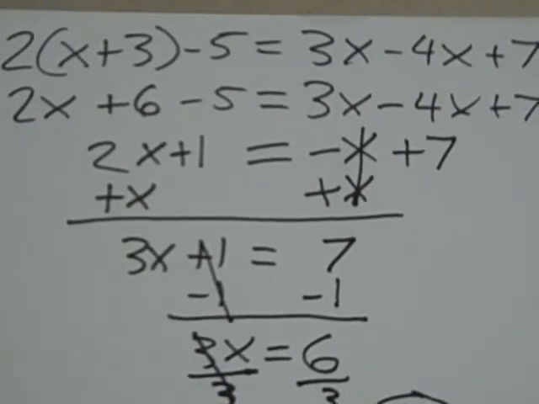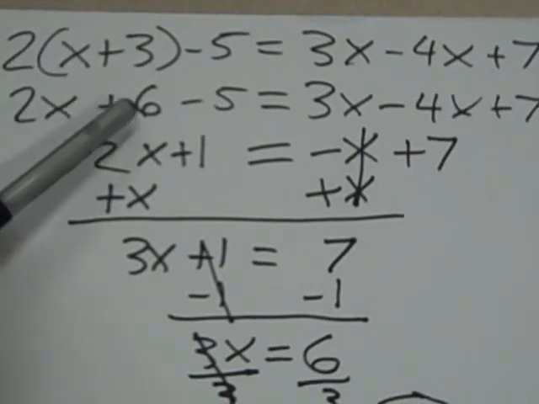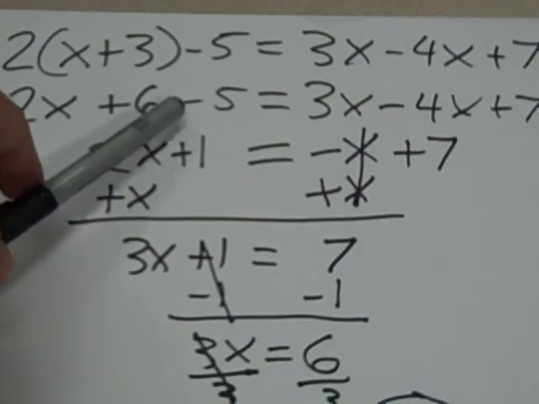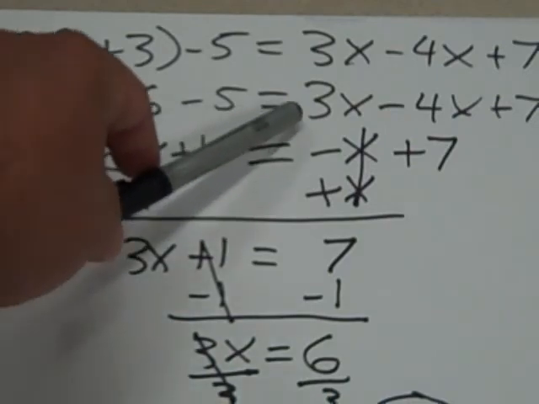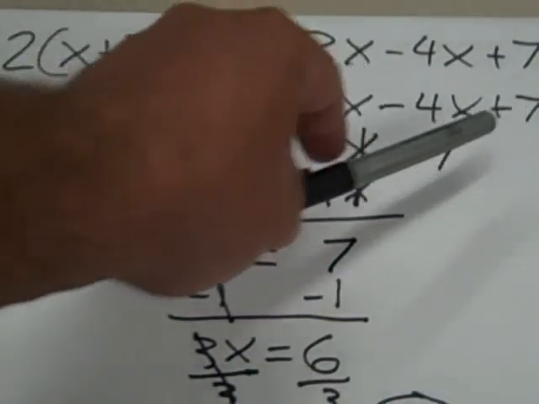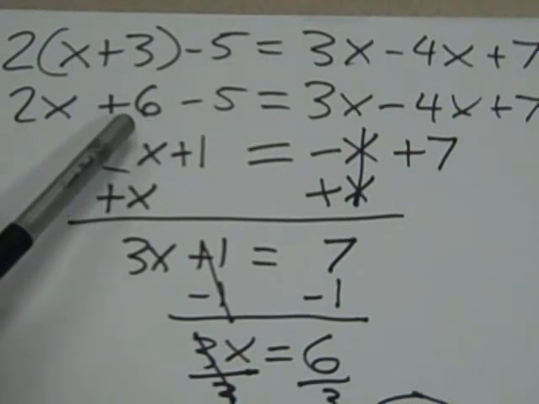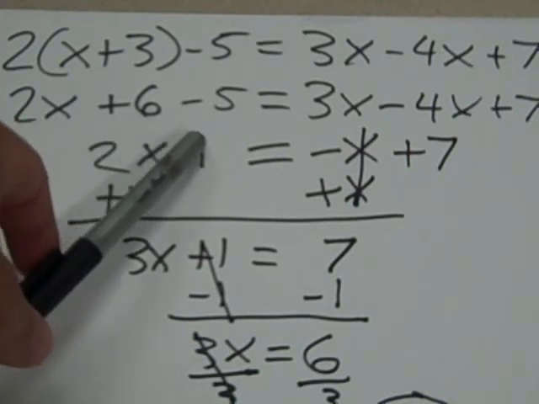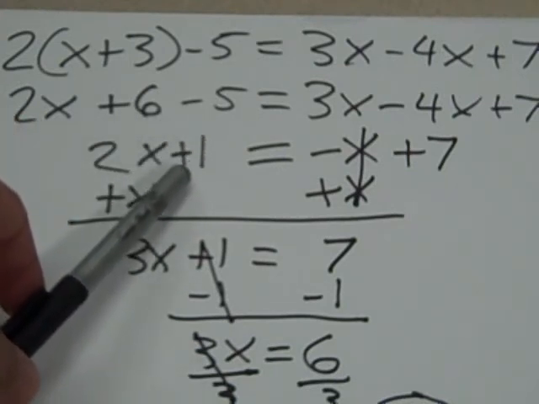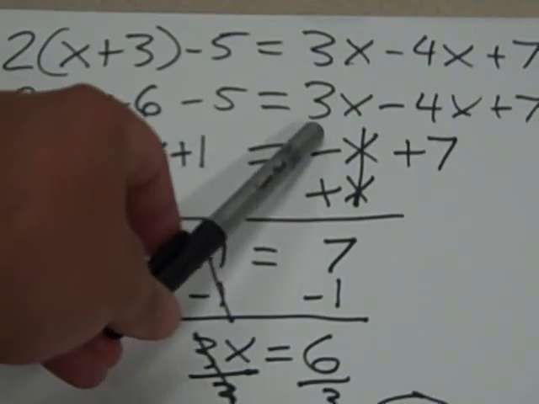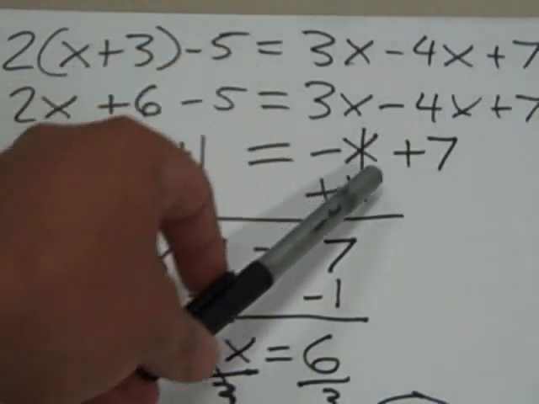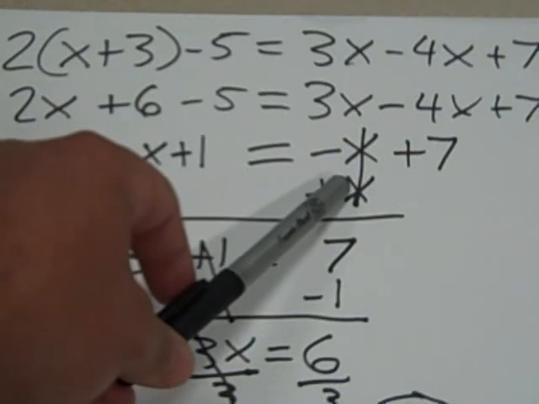Okay, we first started off with, we used the distributive property. In order, we distributed the 2 to the x and the 2 to the 3. We got 2x plus 6 and brought down the rest. Minus 5 equals 3x minus 4x plus 7. Next, we combined any like terms that were on the same side. So we had positive 6, negative 5, which gave us positive 1, as well as we had 3x minus 4x, which gave us the negative x.